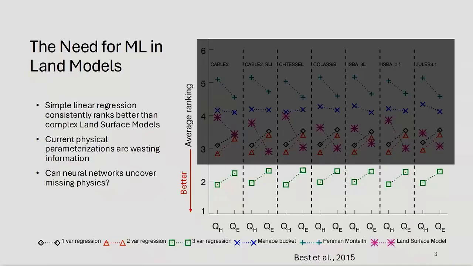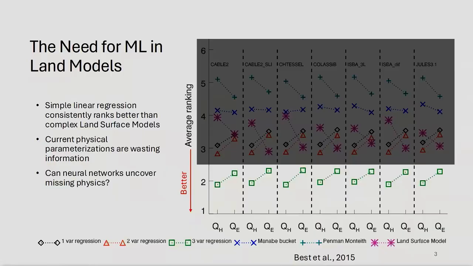So this shows to us that the current physical parameterizations that we have in our land surface models are wasting information that's in the forcing dataset. So this presents, I think, an opportunity to use neural networks to try and uncover what we're missing from our physics parameterizations.